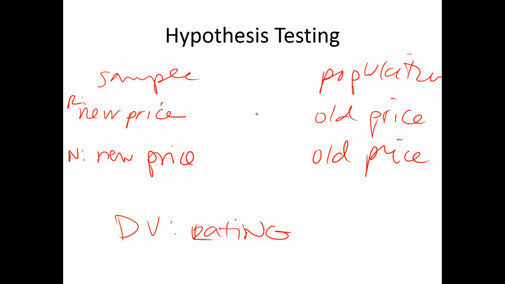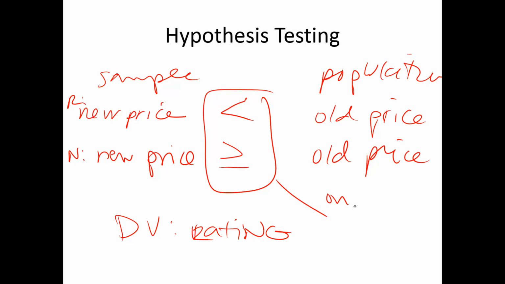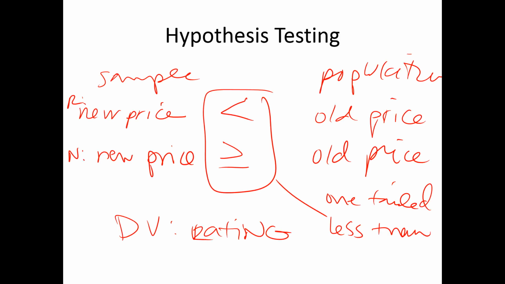And so I'm expecting people to rate the scores lower if they got the new price, higher than or equal to if they got the old price. So this is a one-tailed test, and it's a less than test. Or we're expecting the scores to go down. Okay. So for step 3, oops.